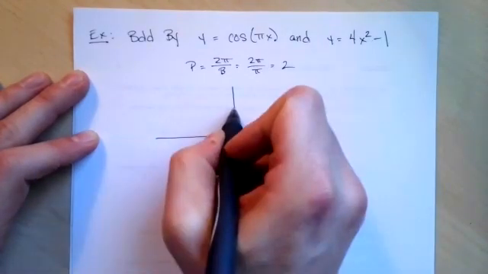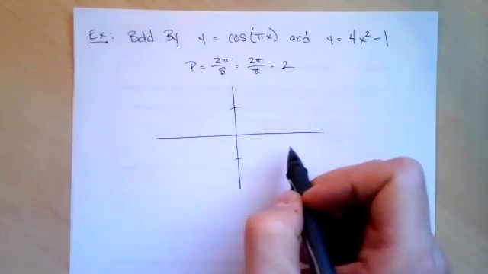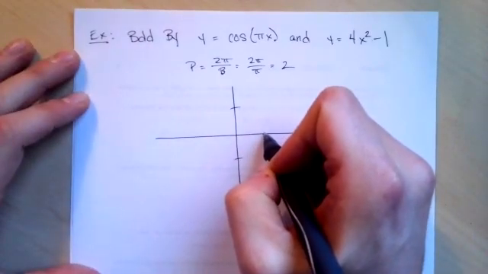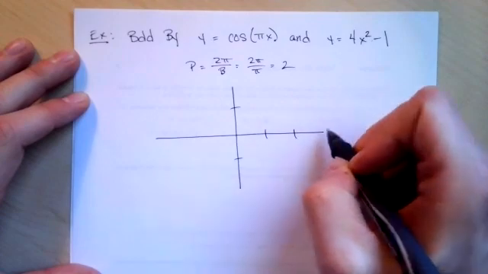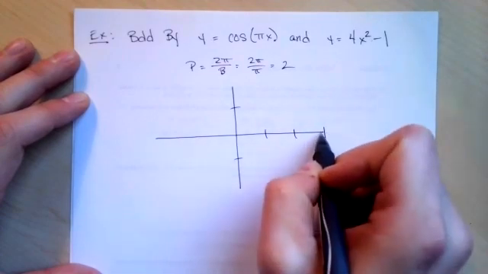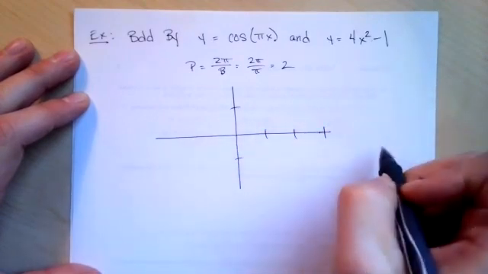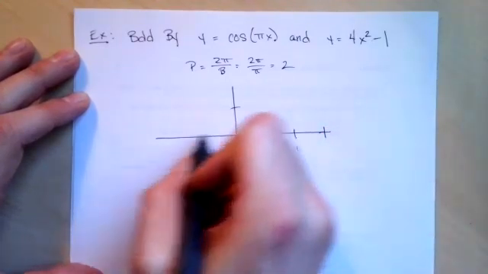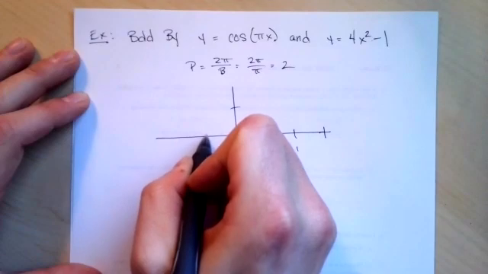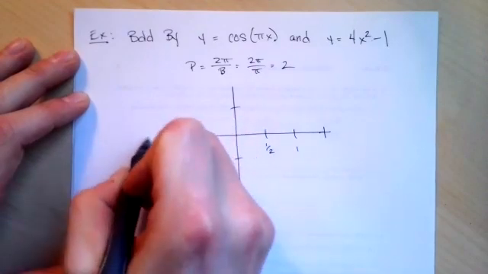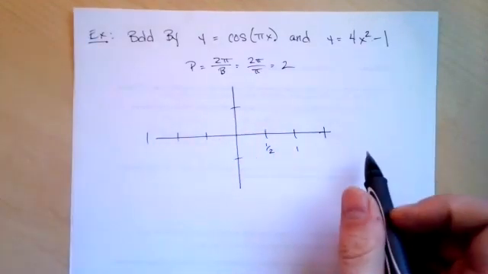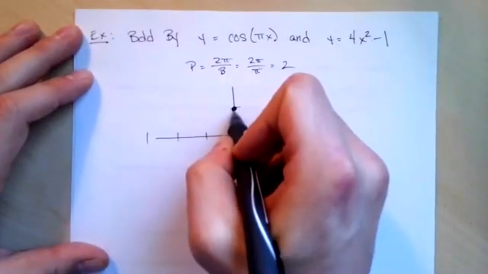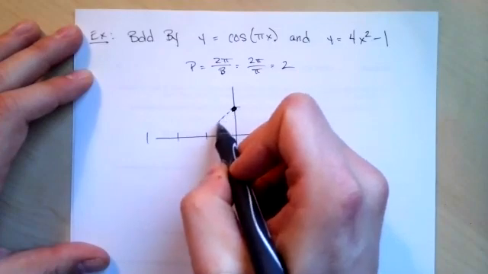So if we were to draw cosine, our amplitude is just 1. And our period is 2. So let's make that 1 and let's make that guy a half. So cosine starts at a peak. It's going to come down.